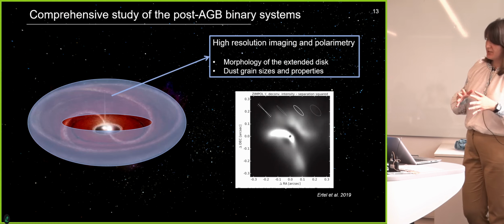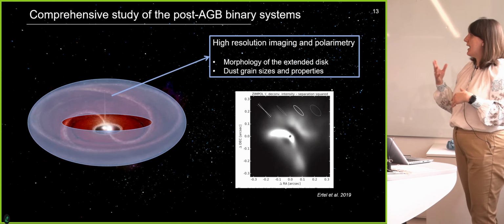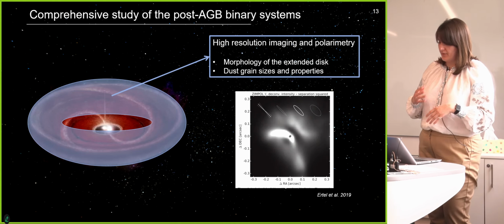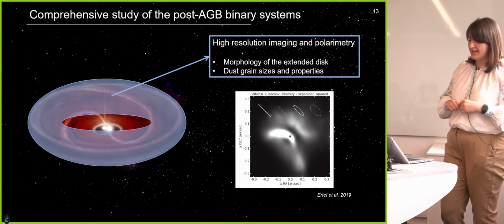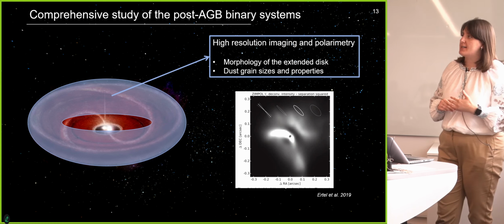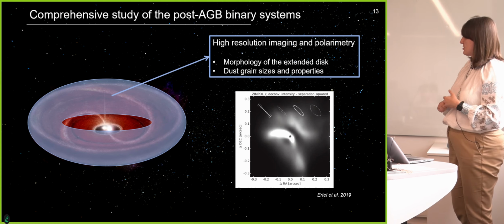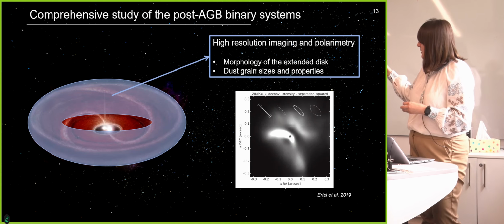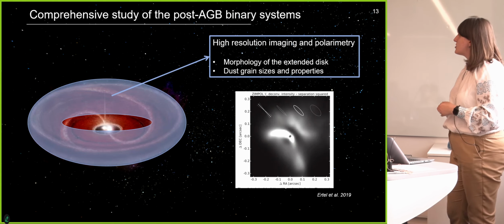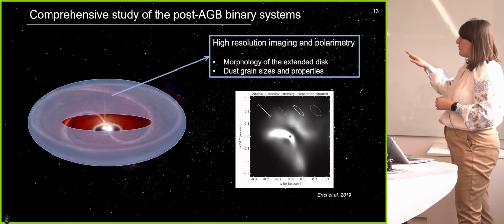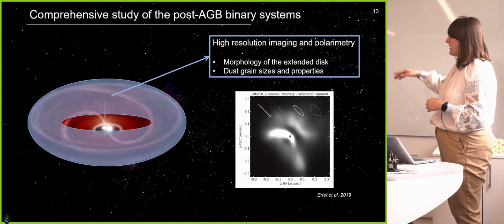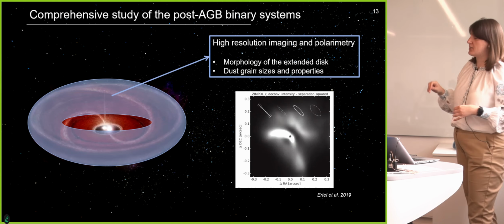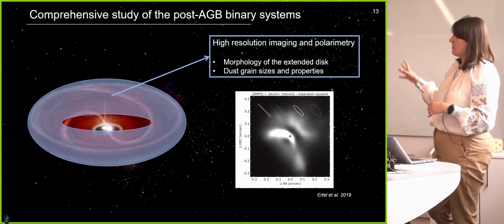So, advanced direct imaging instruments equipped with extreme adaptive optics provide access to the scattered light from the disk surface. And with these observations, we can study the morphology of the surface layers of the disk, and also the properties of the dust grains on the surface. So here is, for example, one of the post-AGB systems observed in scattered light, and for this system, the orientation of the disk is such that the disk midplane is mostly blocking the direct light from the star, and this allows us to resolve the disk.